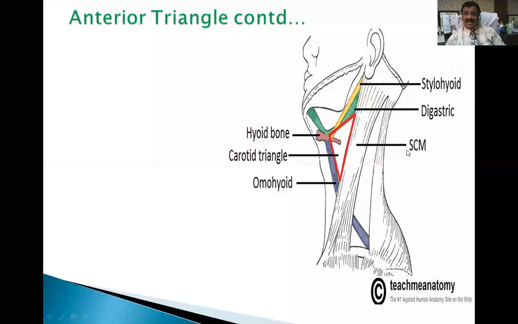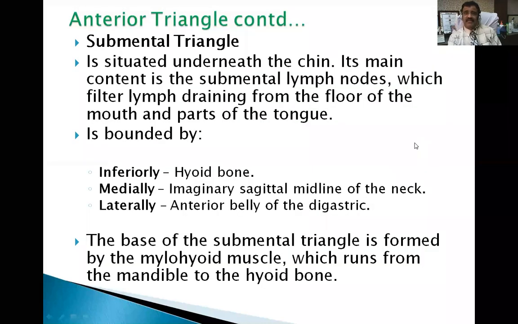Another triangle is the submental triangle. Submental means just below the mandible. It is situated under the chin. Mentum. Its main content is the submental lymph nodes, which filter lymph draining from the floor of the mouth and parts of the tongue. Whatever lymph is drained from the floor of the mouth and tongue is drained by these submental lymph nodes. So with infection of the tongue, or if you get an ulcer just below the tongue, you will get pain over here. That shows lymphadenitis caused by infection in the floor of the mouth.